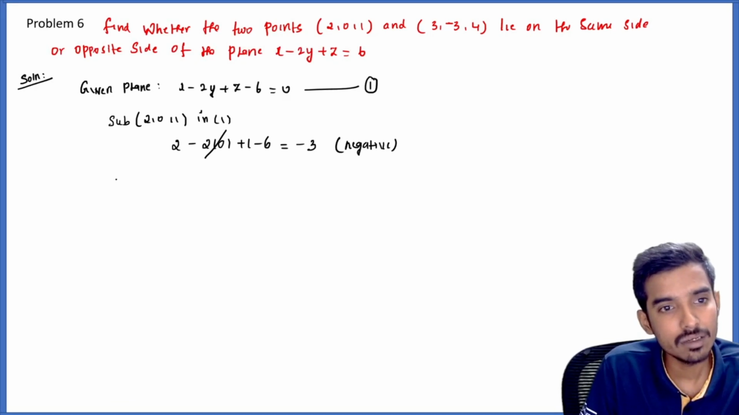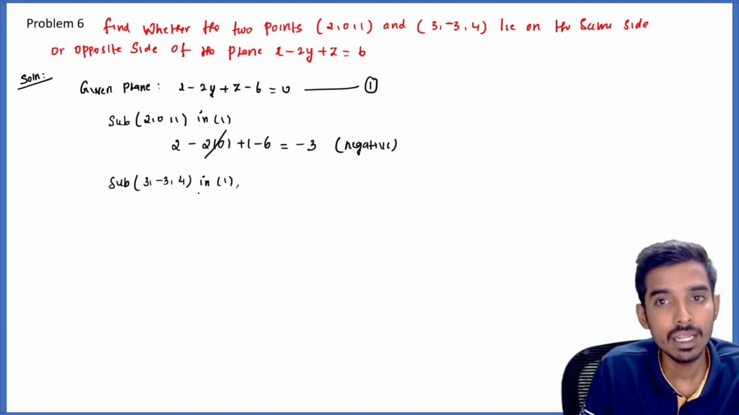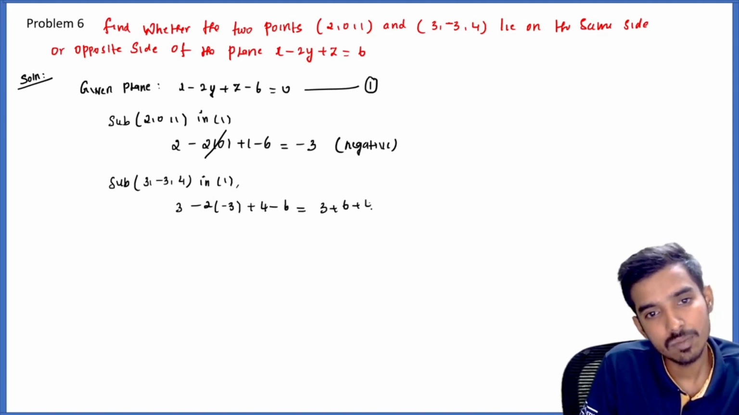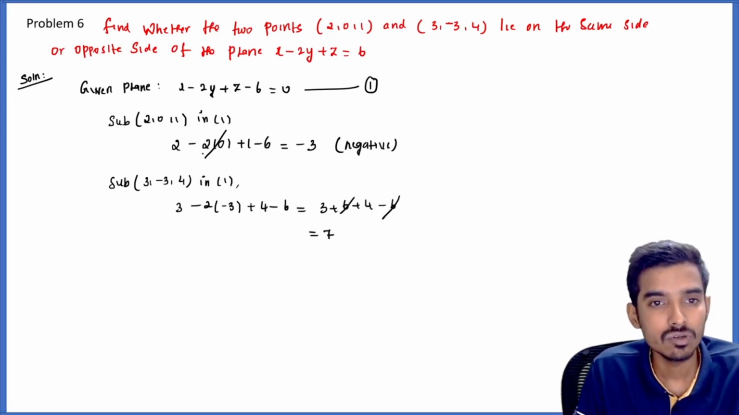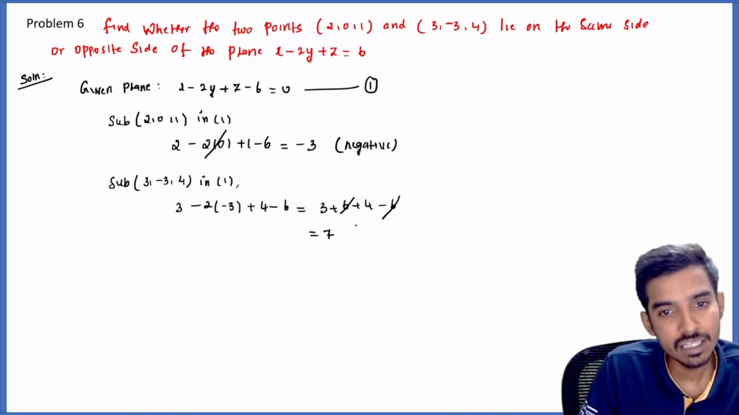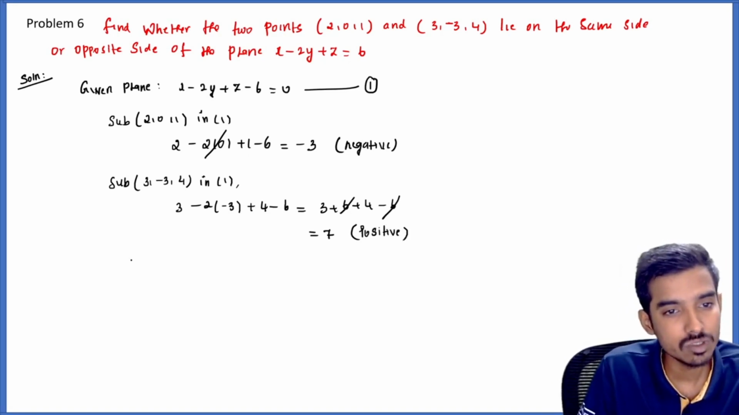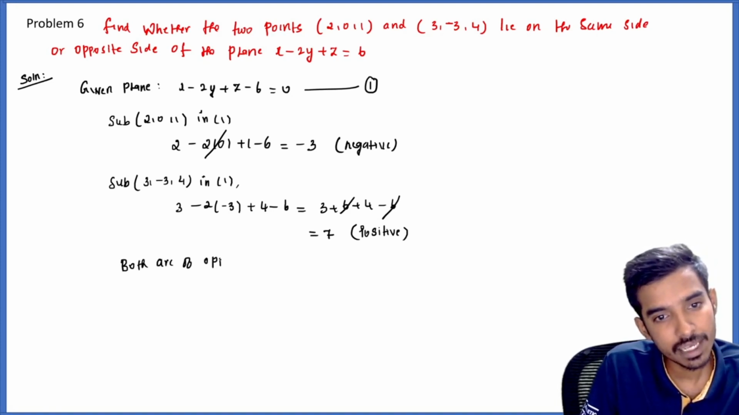Similarly, now you substitute the point 3 comma minus 3 comma 4 in the plane. You will have 3 minus 2 into minus 3 plus z minus 6. So this will be 3 plus 6 plus 4 minus 6. These two will get cancelled. So we have this equal to 7. Now we can see it is positive. Both are of opposite sign.